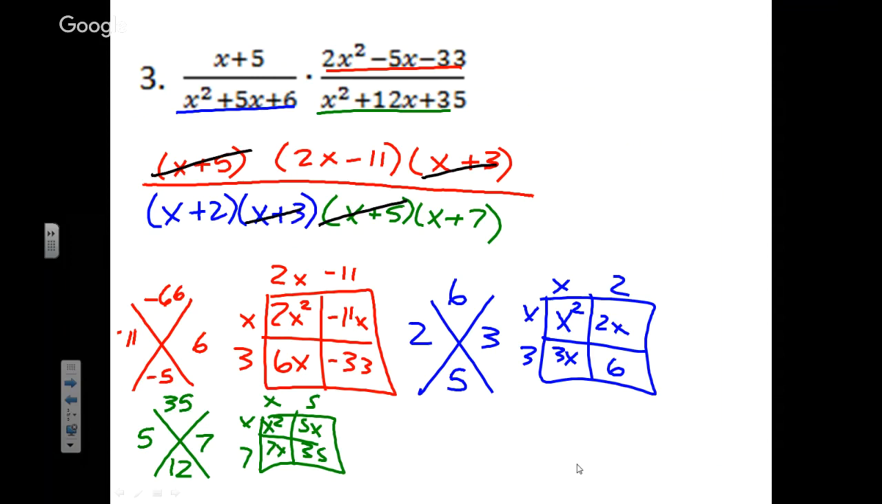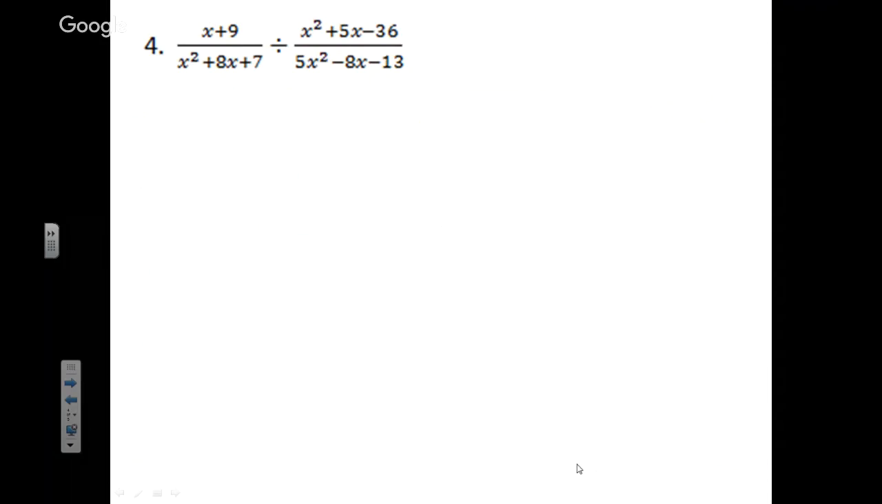Cancel, cancel. So my final answer here is that I had a 2x minus 11 on top. I don't need to put that in parentheses because there's only one thing up there. And x plus 2, x plus 7. And that's the answer. Division is pretty much exactly the same. There's only one other thing that's different about it. What's different is if this was a homework problem, I wouldn't write this down on my piece of paper.